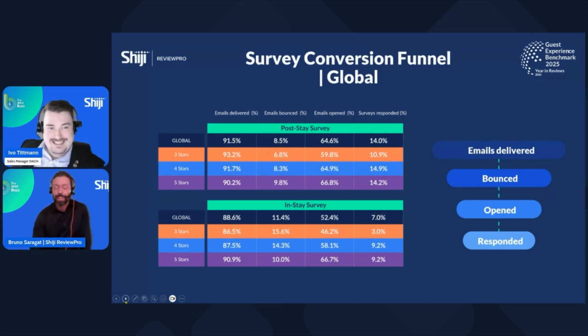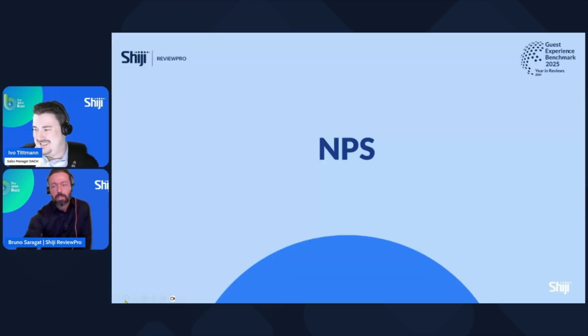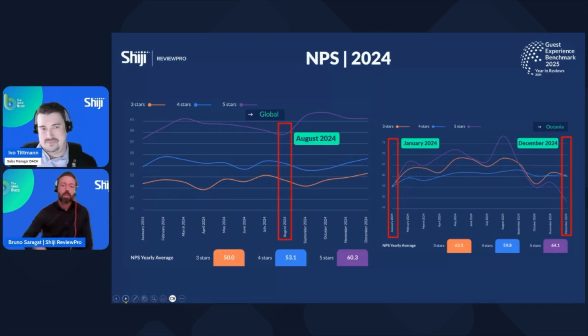Yeah, absolutely. The last data point that we want to share for today is the NPS. The NPS is a metric that has been used since 2012, I think. It is a common way of comparing different performance and different hotels, and considering that the industry average for the hotel industry is around 40-45, we can see that in 2024, the 3, 4, and 5 star have been performing exceptionally well, given that all of them are above average.